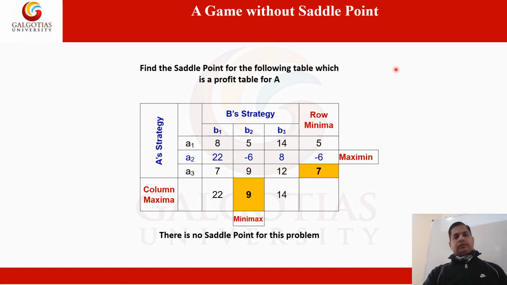Now this is a problem where the saddle point is not there. The process is the same. This is a profit table for A. First we will find the minimum of each row and the maximum of each column. Now you can see that this 7 is the maximin value, and this 9 is the minimax value. Since these two values are not the same, the saddle point doesn't exist. So we will write down that there is no saddle point for this problem.